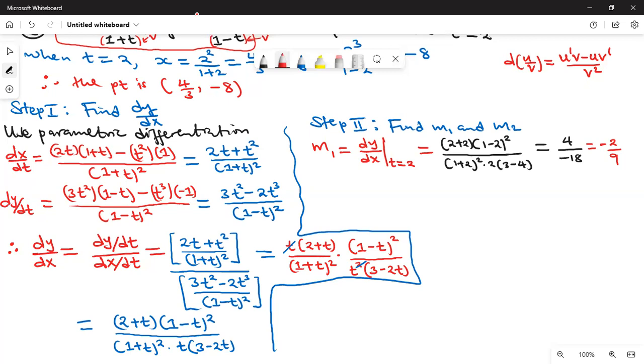So how do you find the slope of the normal line? m2. m2 is equal to negative 1 over m1. And so that is negative 1 over negative 2 over 9. And so that will give you 9 over 2. So now we know m1 and m2. The last one is to find the equations of those two lines. Step 3.